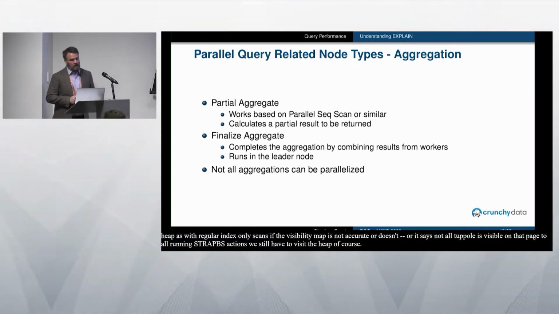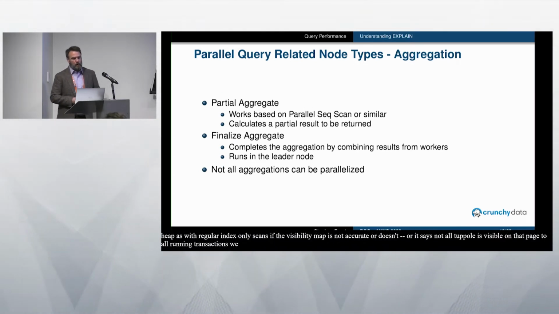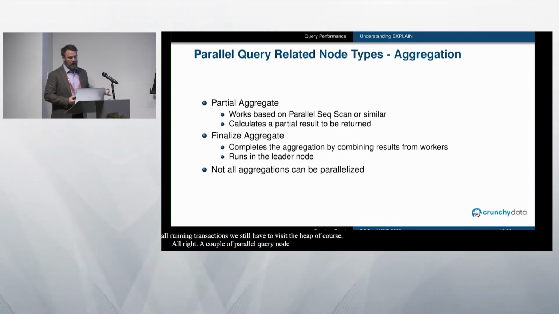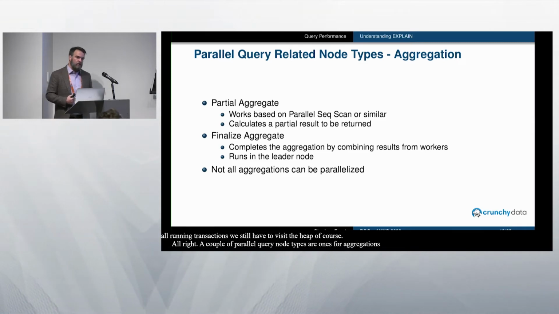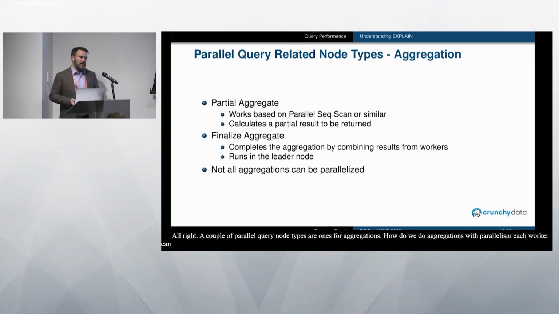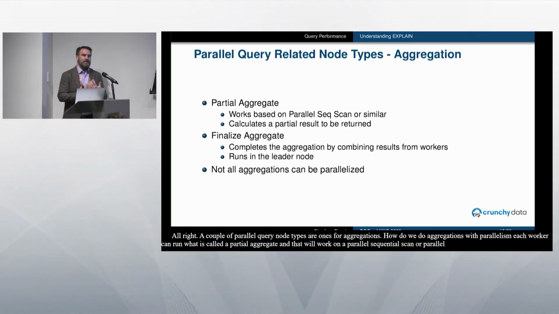All right, a couple of other parallel query node types are ones for aggregations. So how do we do aggregations with parallelism? What we do is each worker can run what's called a partial aggregate, and so that's going to work based on a parallel sequential scan or a parallel index scan or whatever, and it's going to pull those records back and do a partial aggregate on them, right?